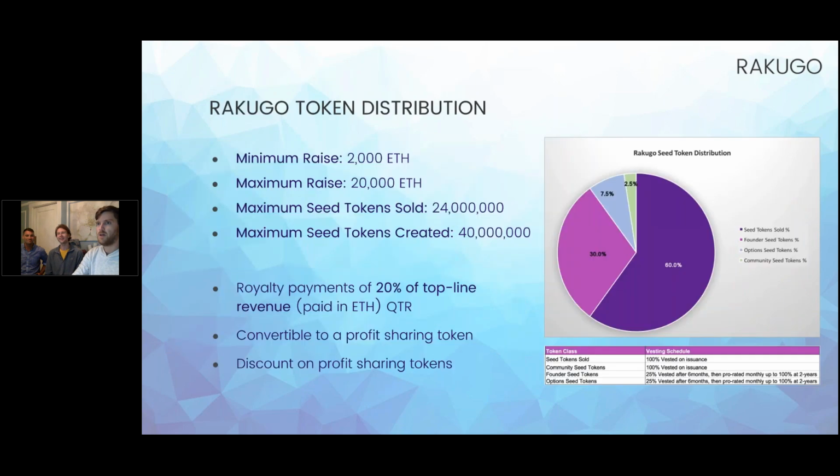Cool. Okay. And then this is our seed token distribution. Again, this is outlined in the business plan, and we're paying royalty payments quarterly to token holders. These tokens that you get in the first round are convertible in the future to a profit-sharing token, and that is if one exists. Right now, we don't feel like there's a regulatory framework for us to do that, so we're not doing that. We're looking at it from a royalty perspective, and again, we're being very, very prudent and cautious about this.